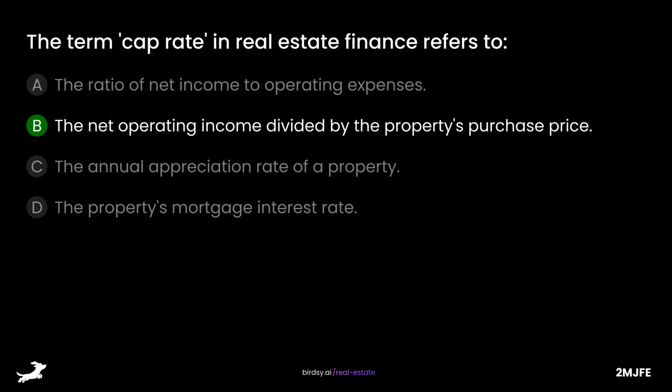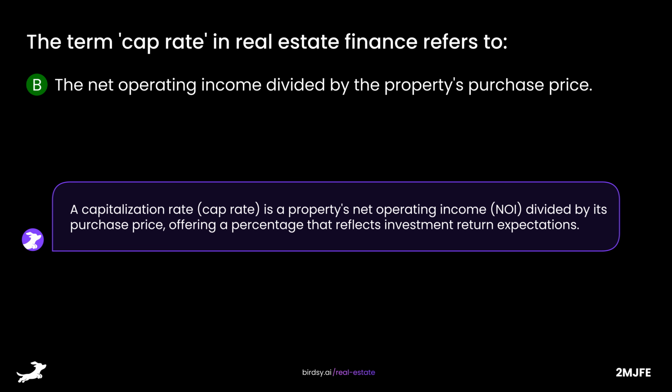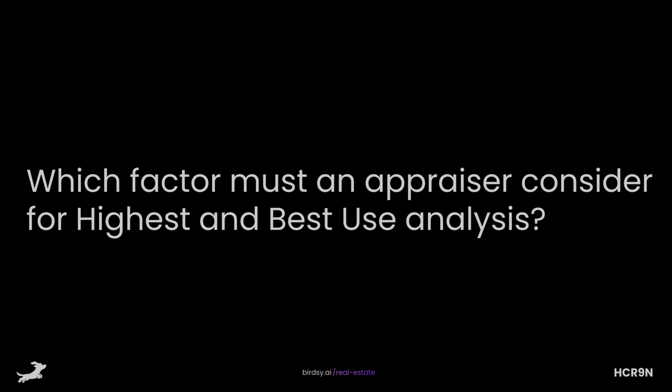The answer is B, the net operating income divided by the property's purchase price. A capitalization rate, cap rate, is a property's net operating income divided by its purchase price, offering a percentage that reflects investment return expectations. Which factor must an appraiser consider for highest and best use analysis?